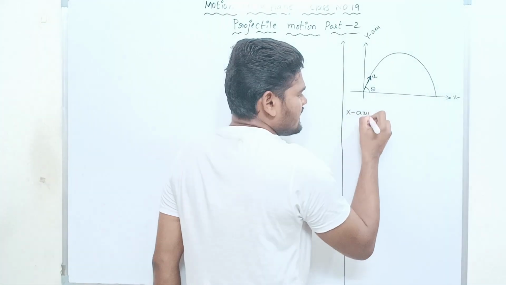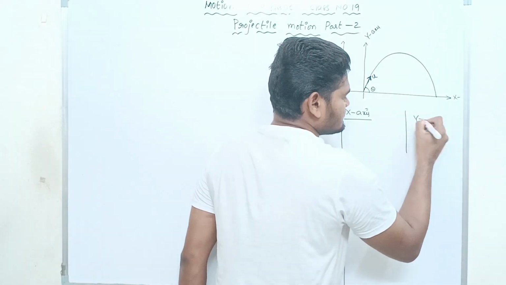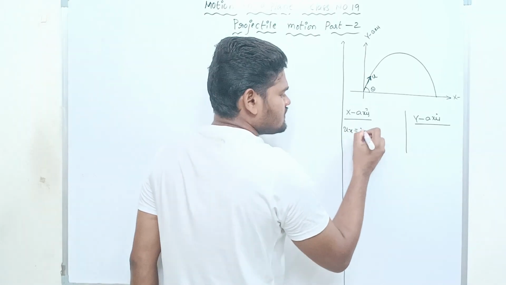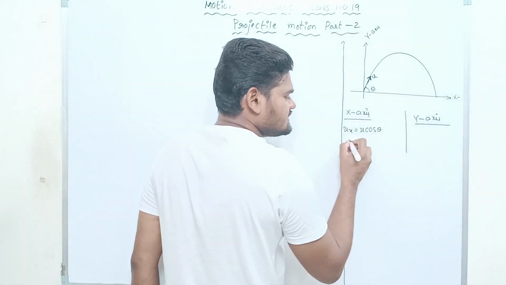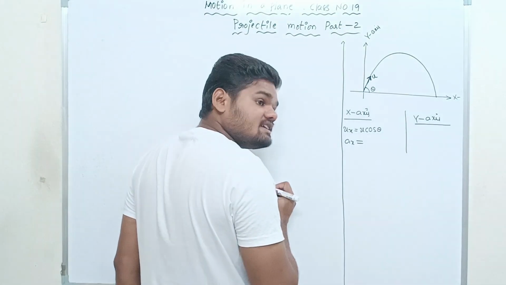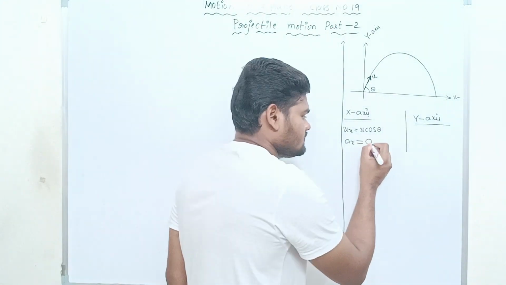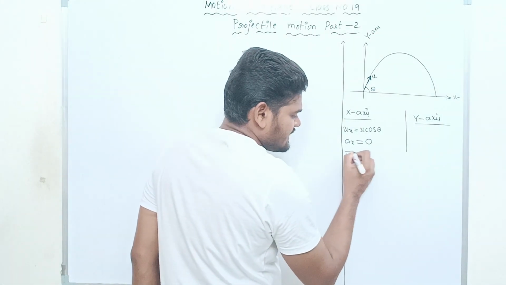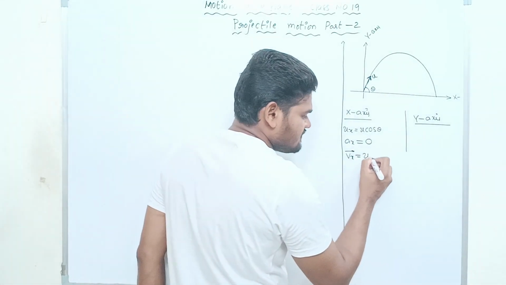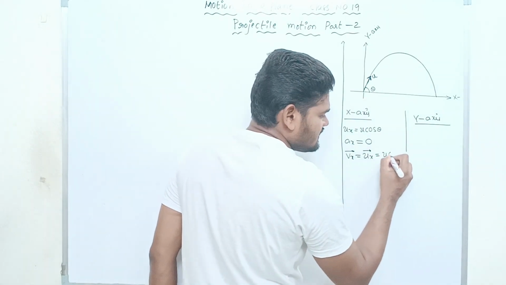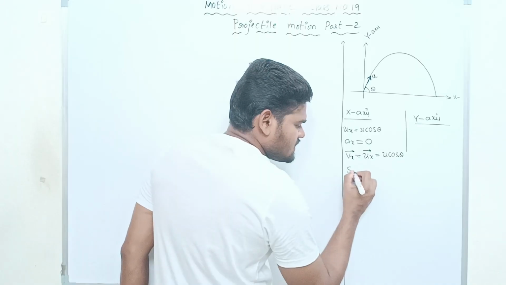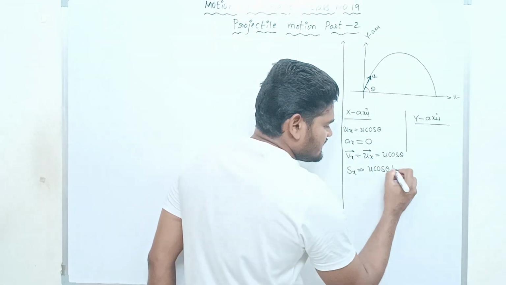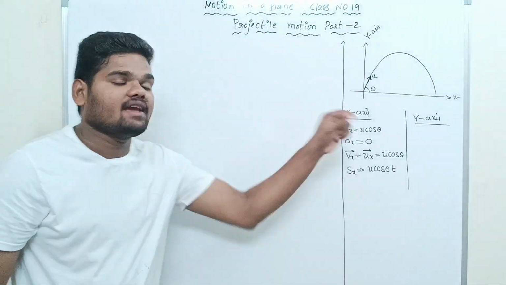Along the x direction, the initial velocity component ux is equal to u cos theta, and the acceleration of the object along the x direction is equal to how much? Zero. Yesterday in class I told you all these things. So the final velocity of the object along the x direction is equal to the initial velocity along x direction, that is u cos theta. The displacement sx is equal to u cos theta into t. This is the information along the x direction.